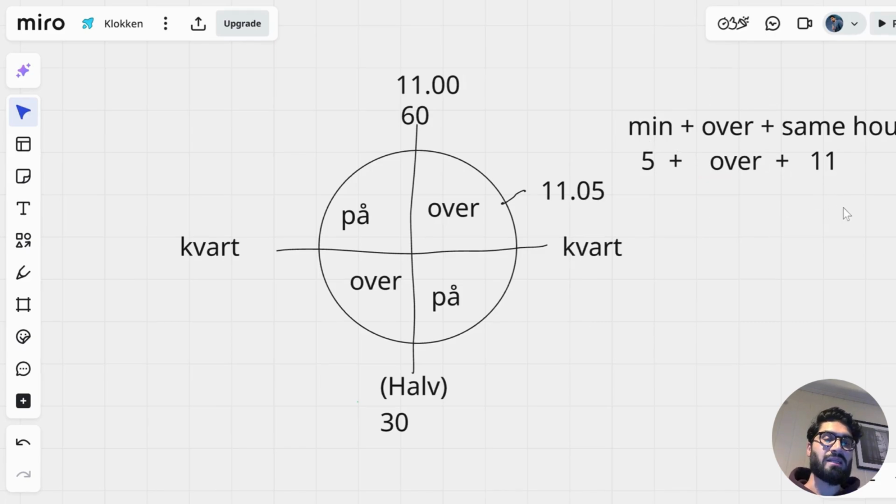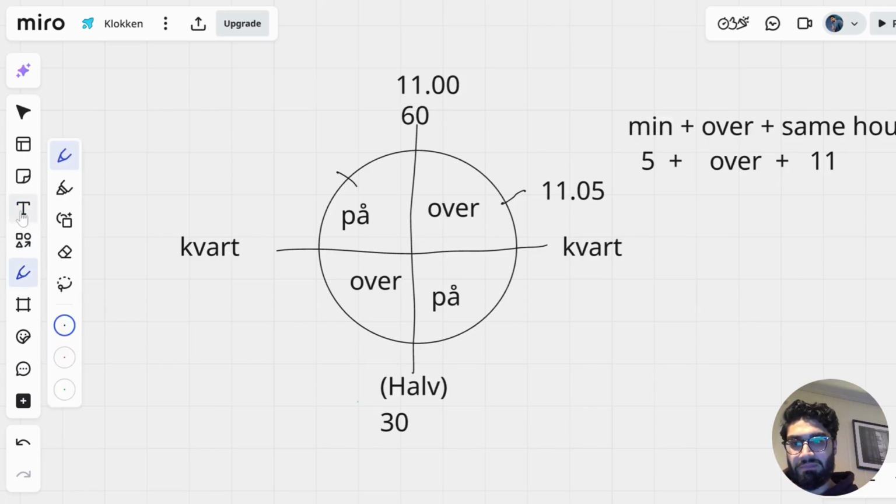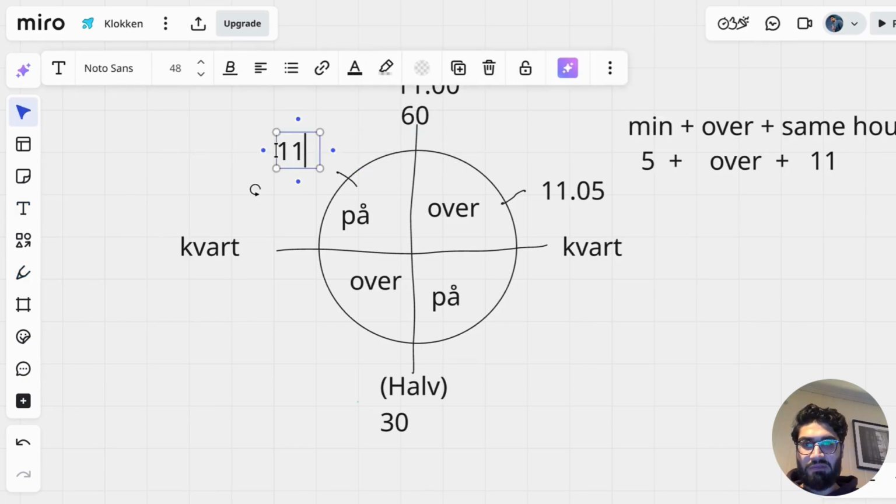So this rule applies to the first 15 minutes. We never say 15 over 11, 15 past 11. We say kvart over 11, so quarter past 11. So this is the rule for the first 15 minutes. All right. And then if we go to the left side and we say that the time is 11:55.